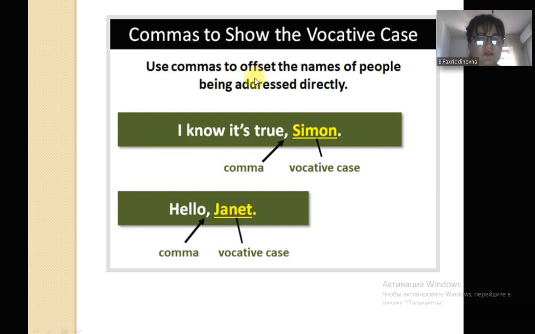Comma to show the vocative case. We use commas to offset the names of people being addressed directly. For example, I know it's true, Simon. Here the vocative case comes after the comma. And hello, Janet. Here you can see the comma, then Janet, the vocative case in this sentence.